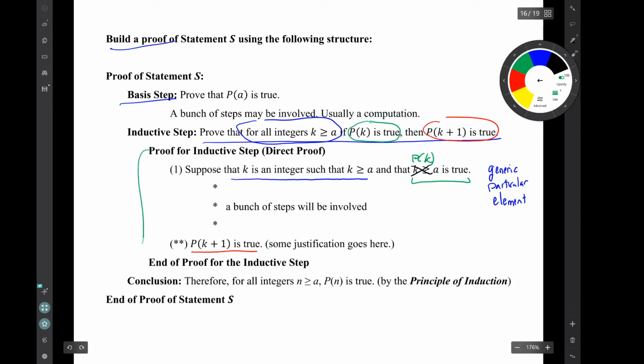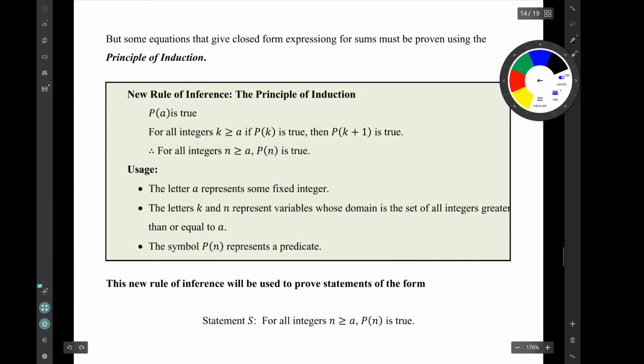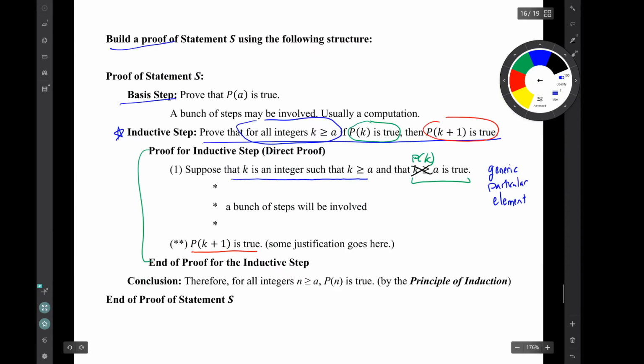So this whole thing is a direct proof of this middle step called the inductive step. And that's that second thing that's mentioned in that principle of induction. The principle of induction has this hypothesis. So that hypothesis needs to be proved in our proof. And it's going to be proved using this structure of a direct proof.